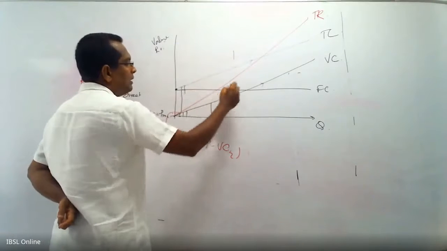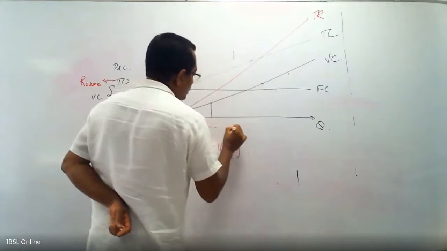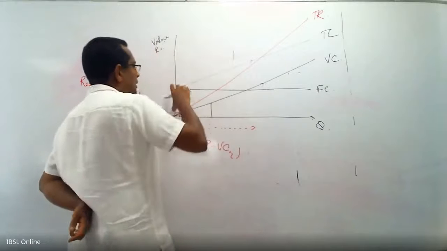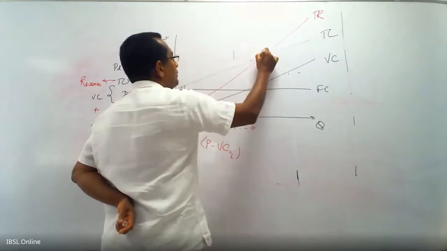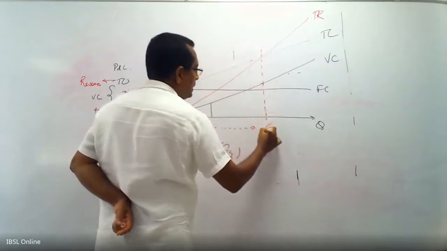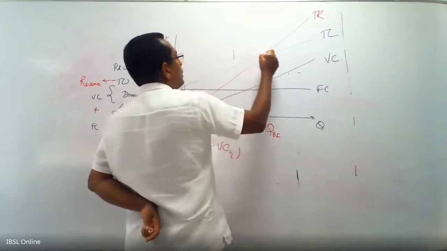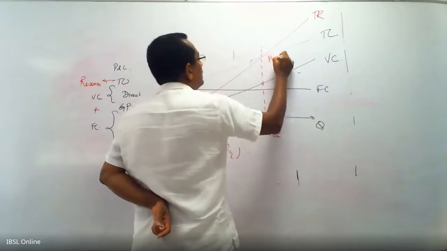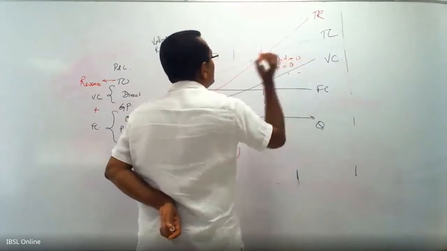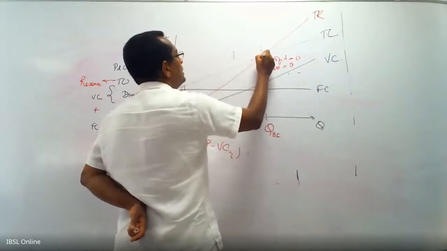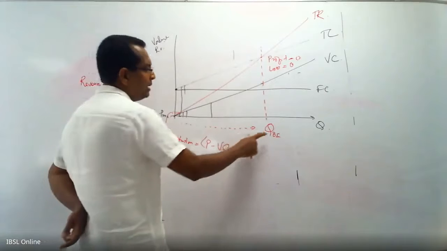Fixed cost recover. So you go on increasing your production or sales. So your loss started coming down like this. At this point of time, this quantity, no profit equals 0, loss equals 0. No loss, no profit situation is this. That is called break-even point. This is the break-even quantity.